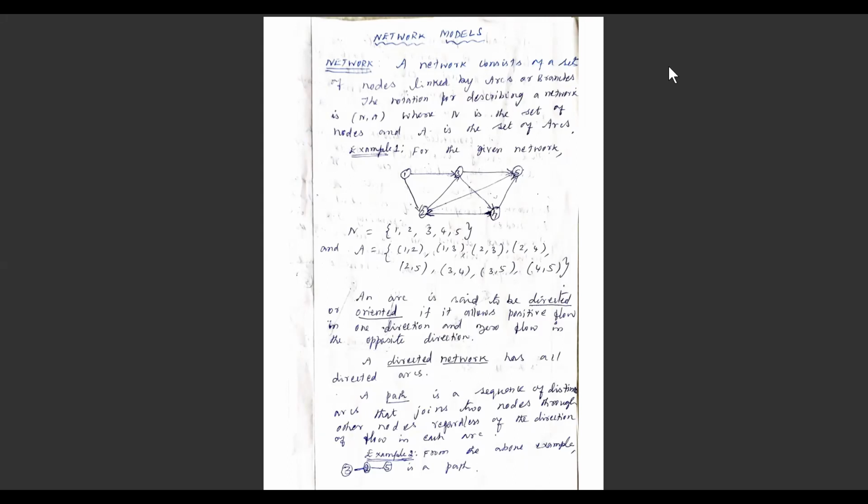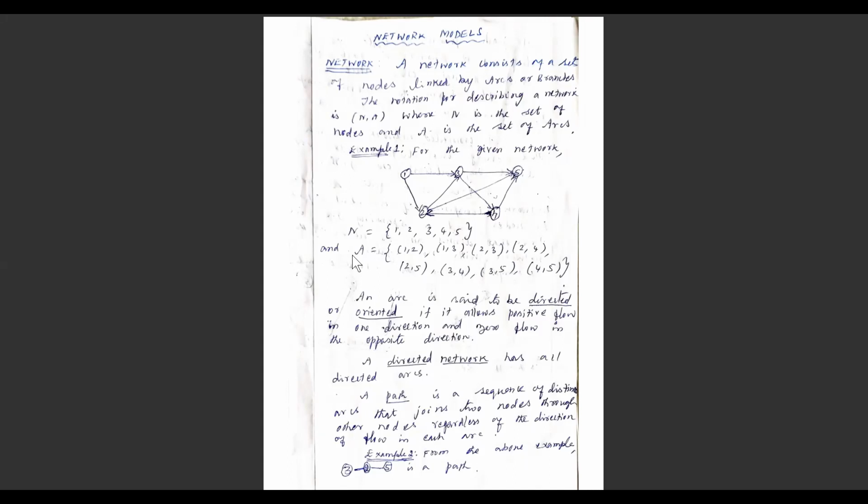For the given network, see, this is the network given. How many nodes are present? 1, 2, 3, 4, 5. So N is equal to {1, 2, 3, 4, 5}. And what is A? A is the collection of all branches: (1,2), (1,3), (2,3), (2,4), (2,5), (3,4), (3,5), and (4,5). So (N, A) is the given network.